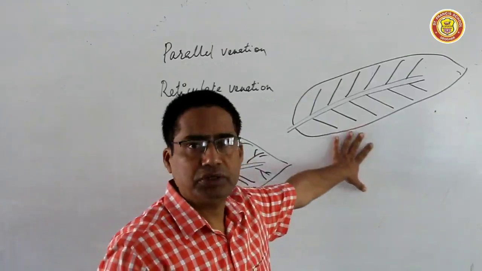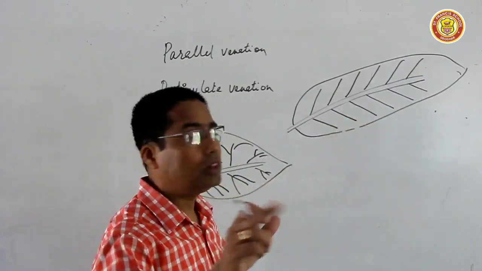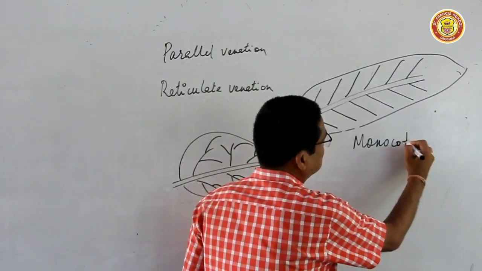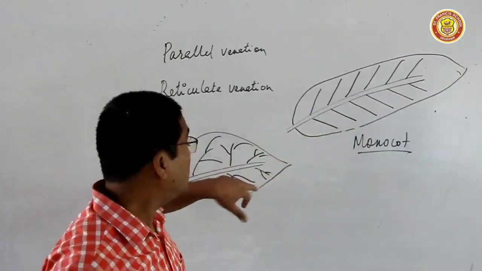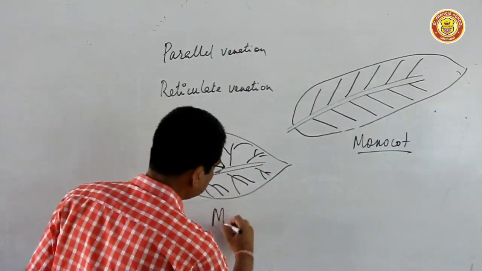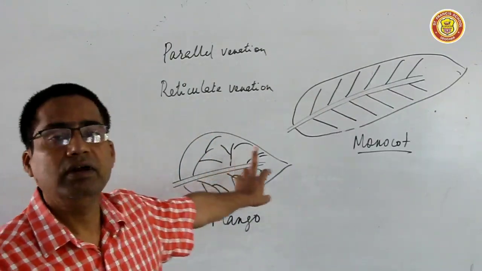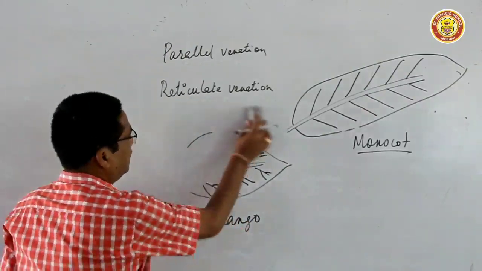So we have parallel venation. Example is banana. All the monocot plants, like banana, have parallel venation. All the dicot plants, like mango, have reticulate venation. So these are the two different types of leaves.